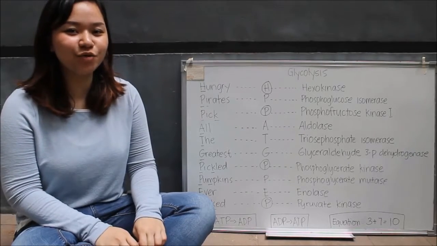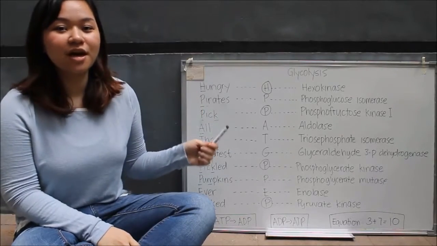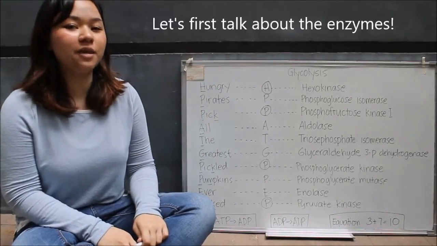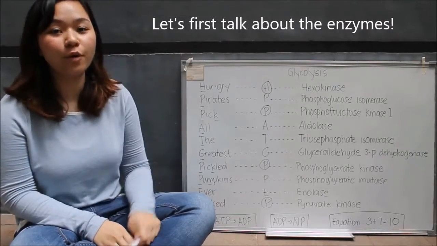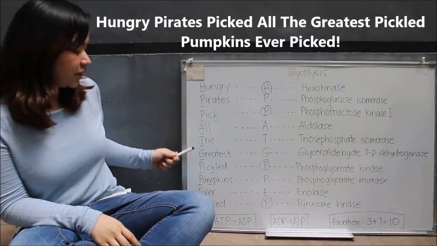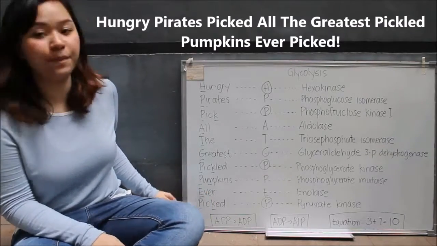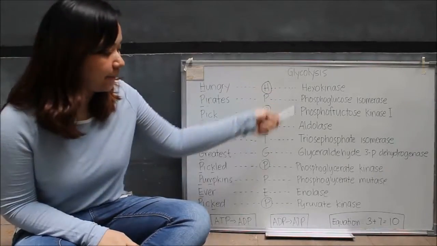Process that cells use to generate energy. It uses glucose to get a net of 2 ATP molecules. So these are the mnemonics that we are going to use. Hungry pirates pick all the greatest pickled pumpkins ever picked. Each capital letter corresponds to an enzyme.